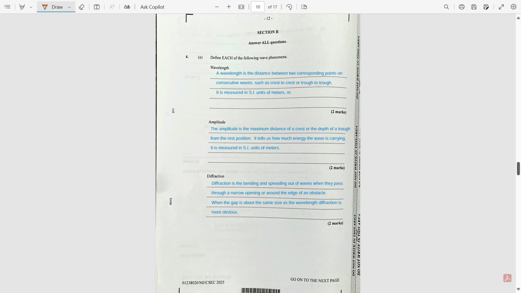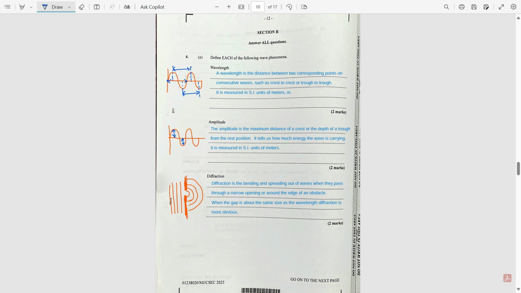Diffraction is the bending and spreading out of waves when they pass through a narrow opening or around the edge of an obstacle. When the gap is about the same size as the wavelength, diffraction is more obvious. So I drew it out. So we have wavelength. Wavelength could be from crest to crest, trough to trough, or from the beginning of a crest right around to the end of a trough.